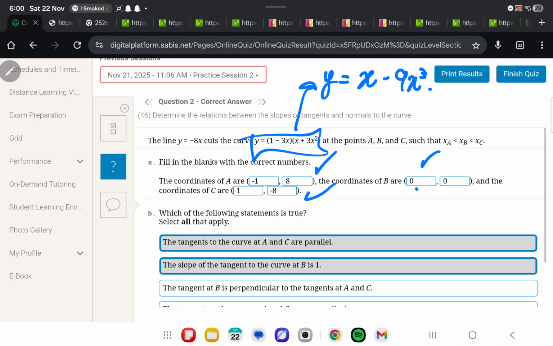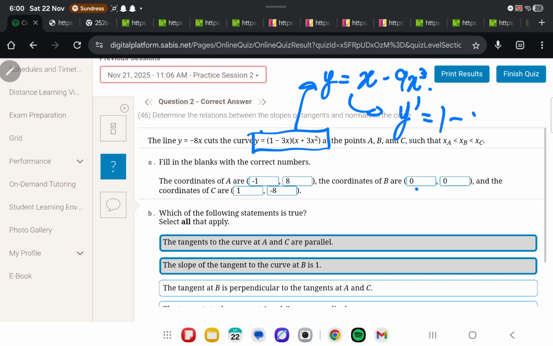Which of the following statements is true? Select all that apply. The tangents to the curve at A and C are parallel, and the slope of the tangent to the curve at B is 1. How do you find this? To find the slope of the tangent, you have to check their derivative. So, differentiate this function. Y prime is equal to 1 minus 27x squared. Very simple, very easy.